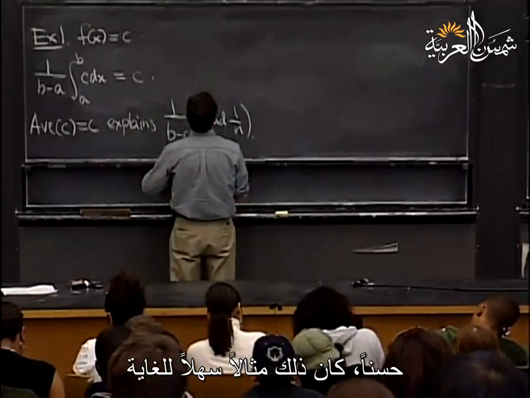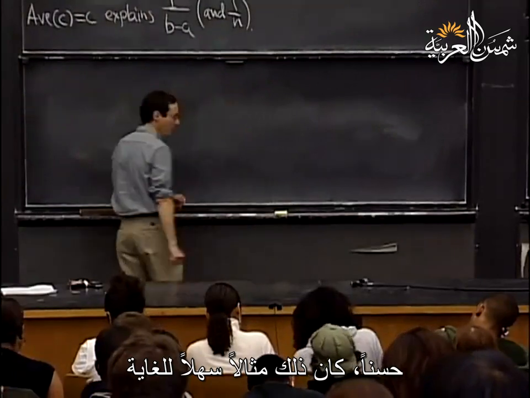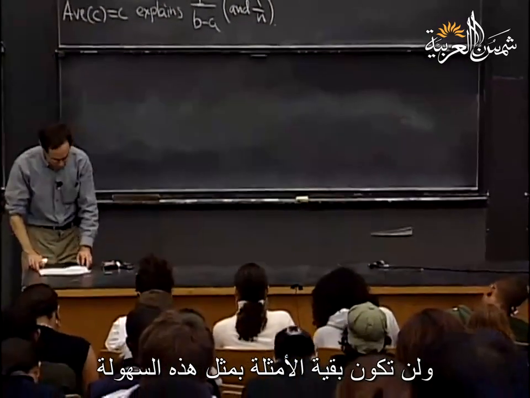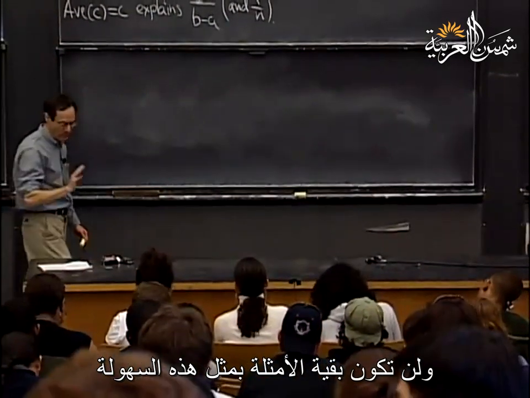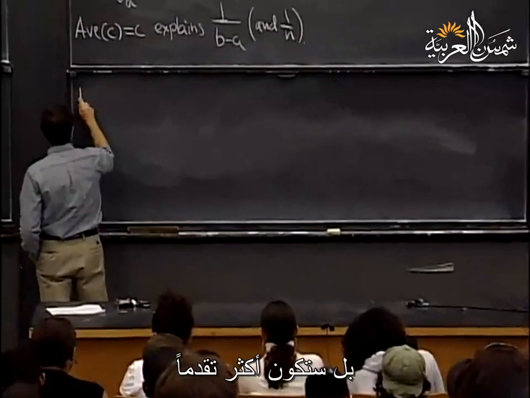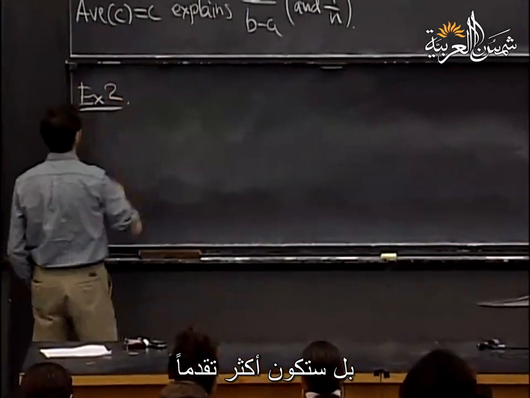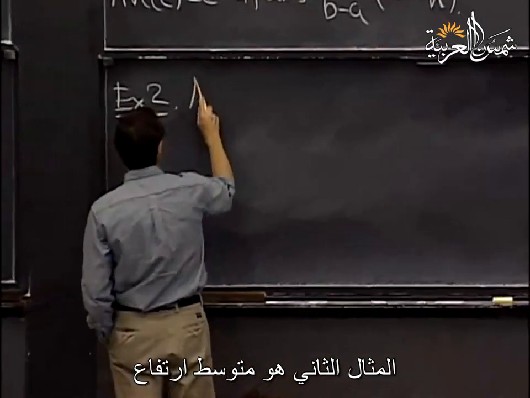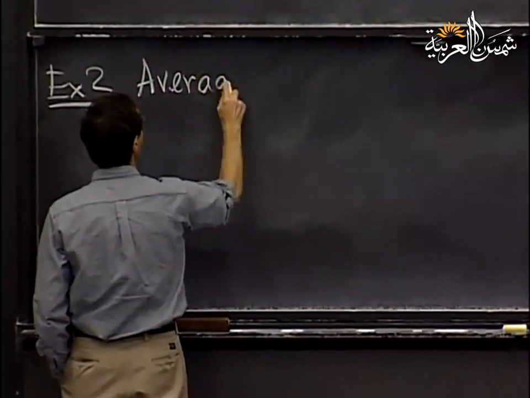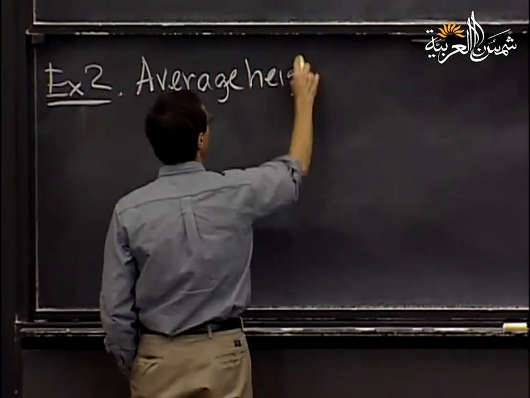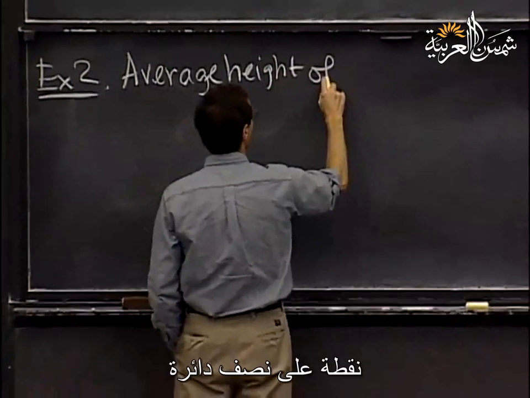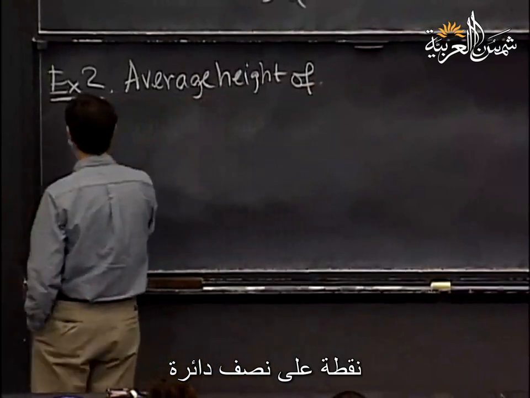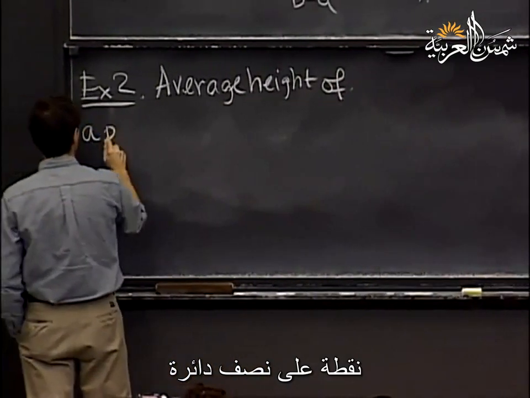All right, so that was an easy example. Now, none of the examples that we are going to give are going to be all that complicated, but they will get steadily more sophisticated. The second example is going to be the average height of a point on a semicircle.